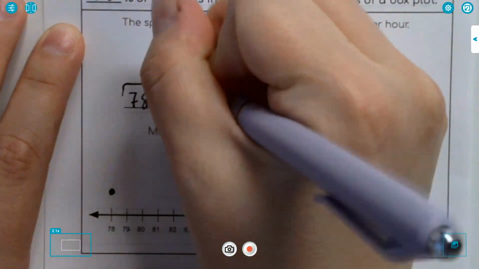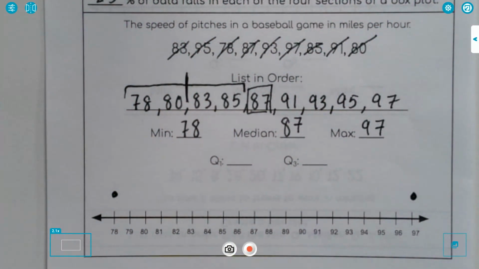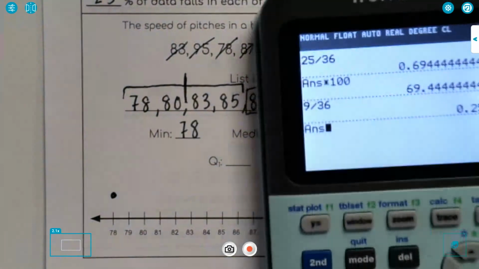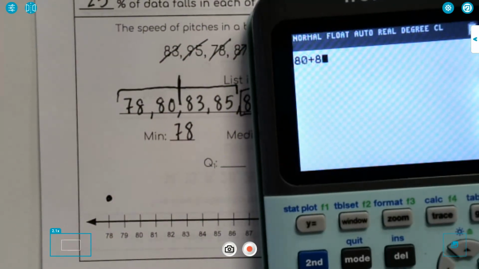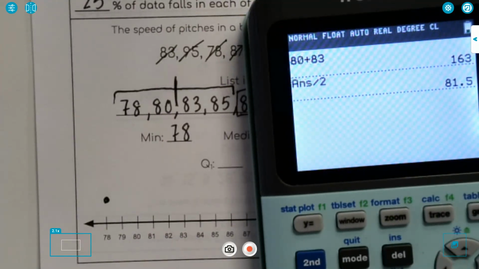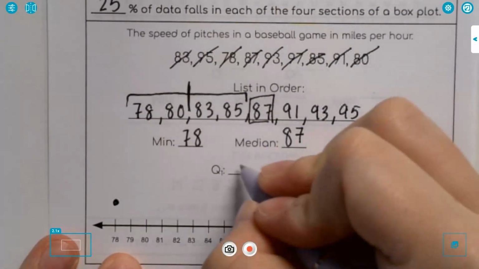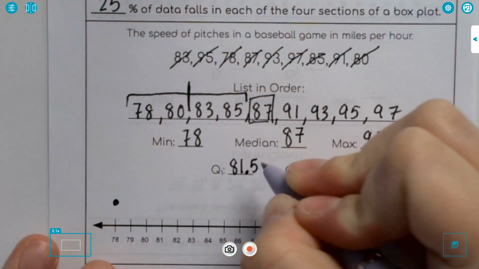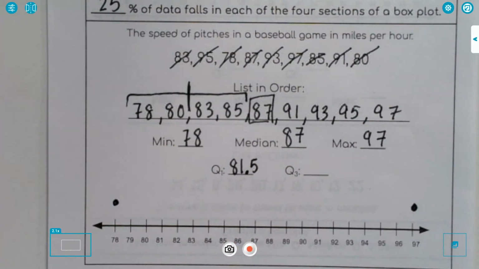My lower quartile is going to be between 80 and 83. So when my median is between 2 numbers, we add them together, divide by 2. So 80 plus 83, divide by 2. I get 81.5. So that is my quartile 1. Which makes sense. 80 and 83 are 3 apart. Take that 3, split it in half, 1 and a half. So 81.5, 80 plus 1.5 is 81.5.